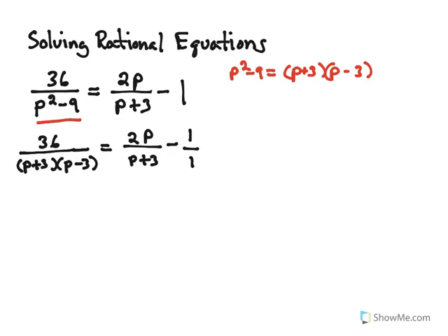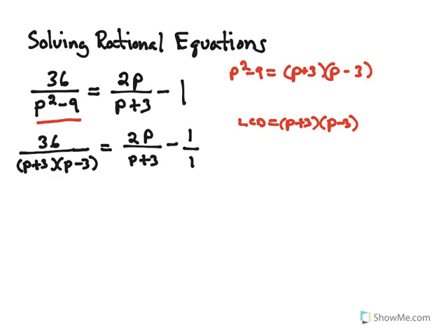I'm going to write this over 1 so that you can see that the denominator is 1, and then p plus 3 for the second fraction on the right hand side, and then the denominator on the left side has p plus 3 times p minus 3. So now everything is factored, so it's much easier for me to identify the common denominator. It's going to be p plus 3 times p minus 3, and this is going to be the LCD.